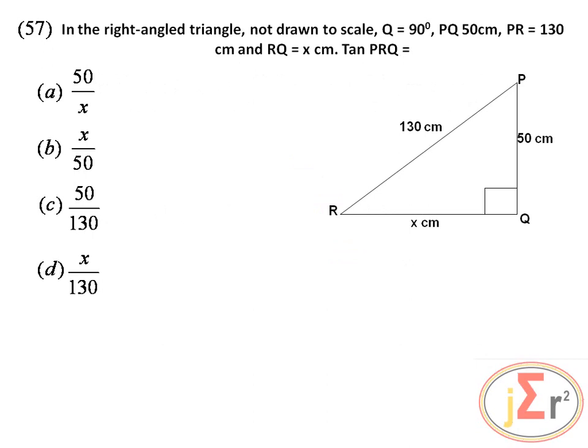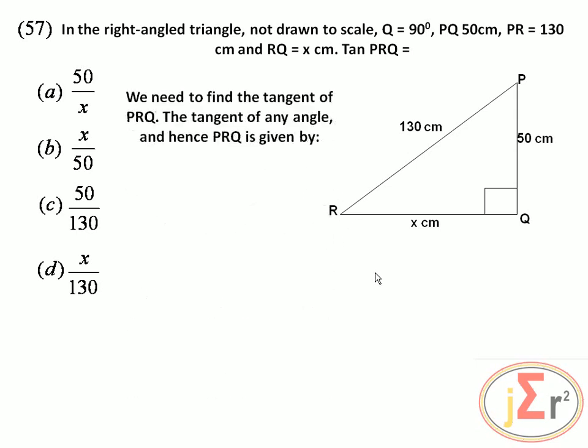In the right angle triangle not drawn to scale, Q is equal to 90 degrees. PQ is 50 centimeters. PR is 130 centimeters. And RQ is x centimeters. We need to find the tangent of PRQ, which is the angle that is located right here. We need to find the tangent of PRQ.